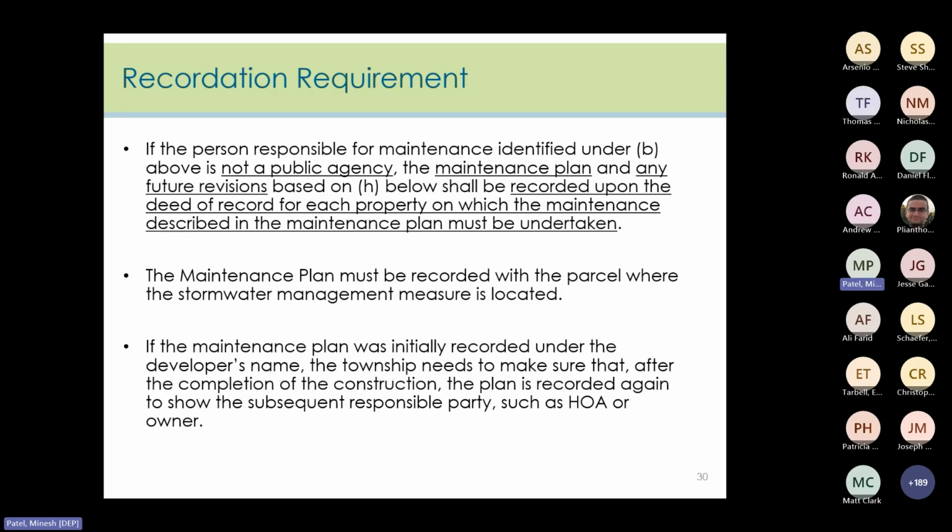I mentioned procedures to be followed. One such procedure is the requirement to record on the deed information about the maintenance plan, and that identifies the responsible party, which would include the name, address, and phone number. The maintenance plan must be recorded with the parcel where the stormwater management measure is located. Any change in the responsible party information due, for example, to a change in property ownership, must also be recorded on the deed. The information must also be updated after project construction is completed.